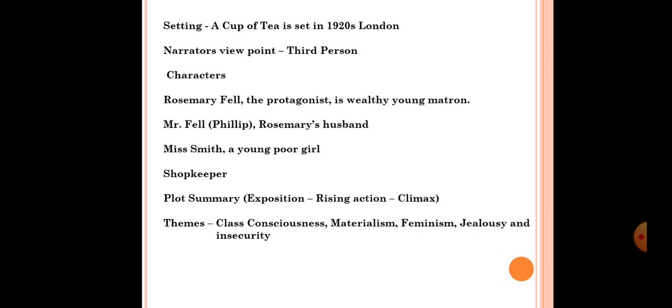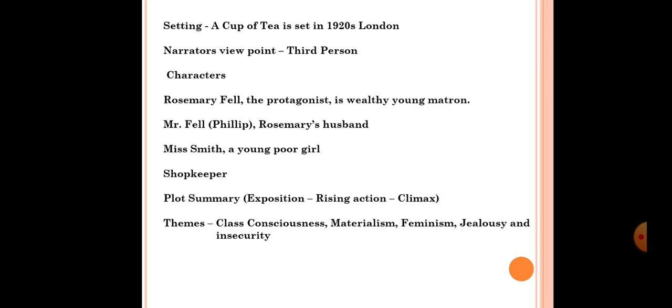Then if we talk about the characters of the story, there are 2 major characters and 2 minor characters. The main character is Rosemary Fell, a young married woman, very wealthy. And then we have Miss Smith, a young girl but very poor and helpless. Besides these 2 main characters, we have 2 minor characters also, and they are Mr. Philip, Rosemary's husband, and the shopkeeper whom we meet at the beginning of the story.